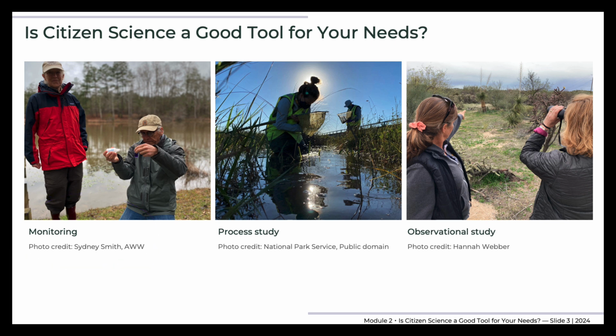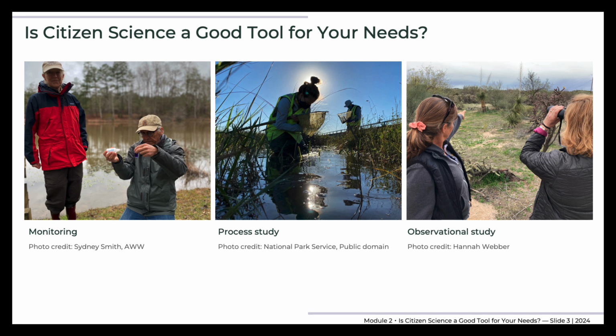Or perhaps you want to assess ecosystem functions. For example, is local runoff causing stream pollution? This type of assessment would likely require a process study. Or you might want to gather information about hard-to-find species or the impacts of crises such as earthquakes or oil spills, which would likely require observational studies. All these types of studies are possible with citizen science, but citizen science might not always be the most appropriate method to meet your needs.